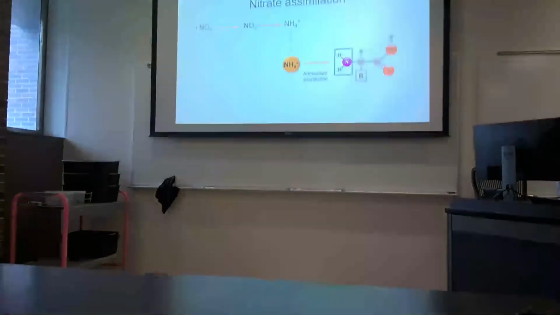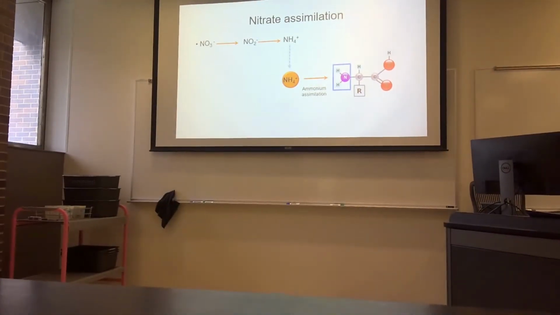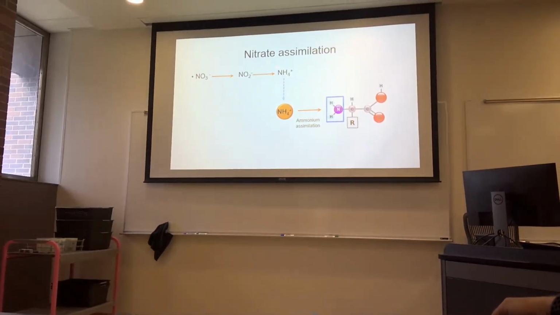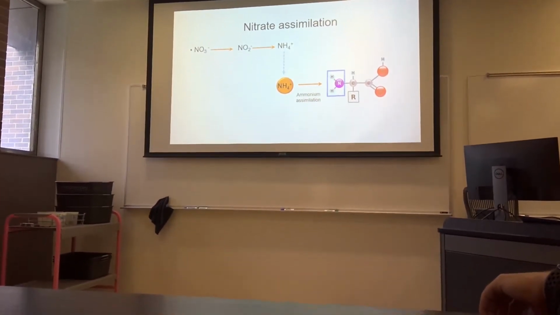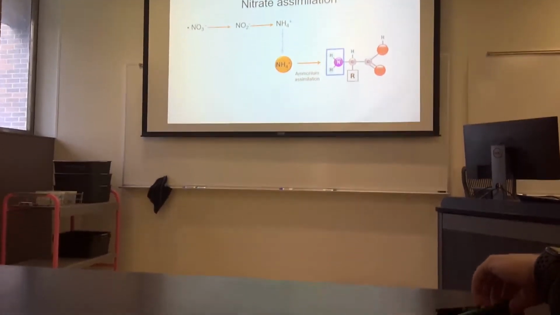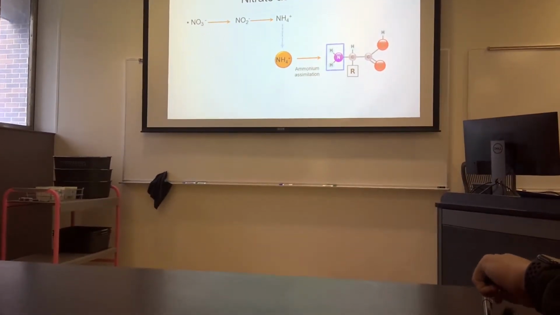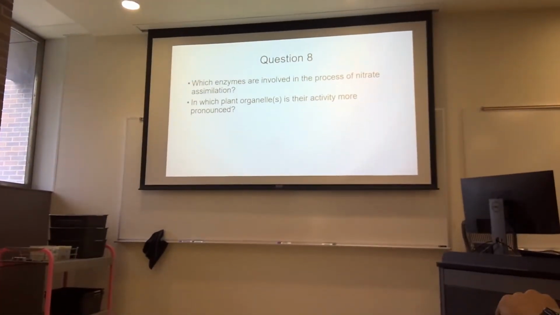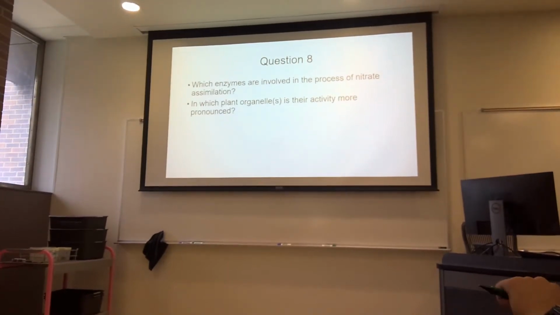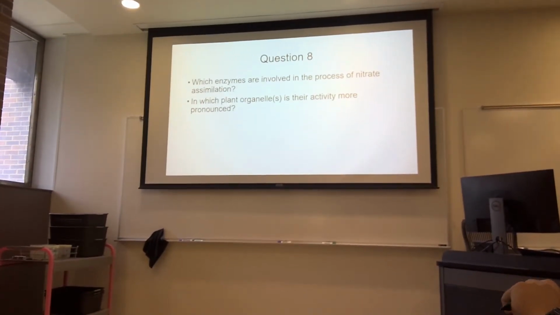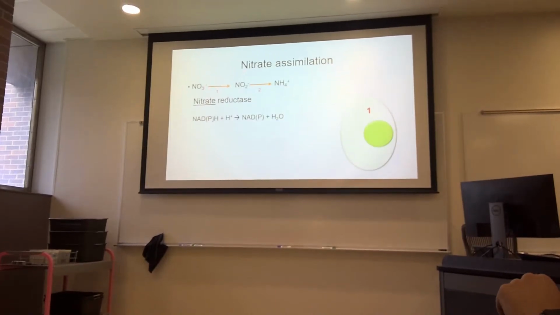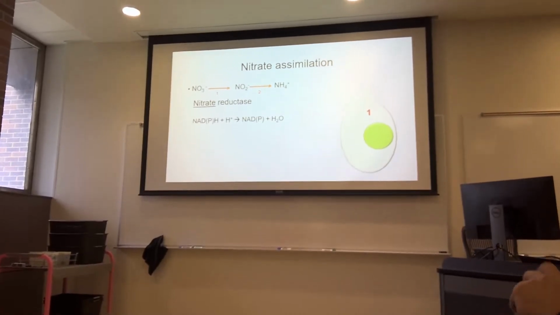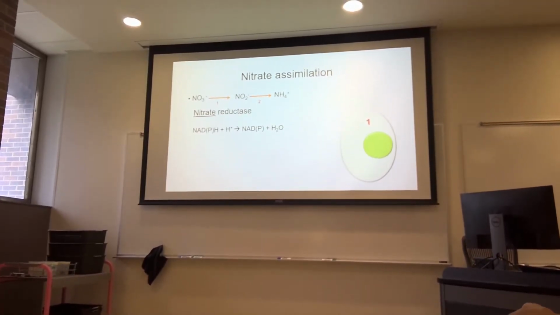Yes, but that's the ammonium assimilation. We're going to talk about that on Monday, so let's focus on this part. How do you go from nitrate to ammonium? Is one of the enzymes a reductase? Yes, both of them are reductases, because you're reducing from here to here and here. So one of them is nitrate reductase, and you find it mostly in the cytoplasm.